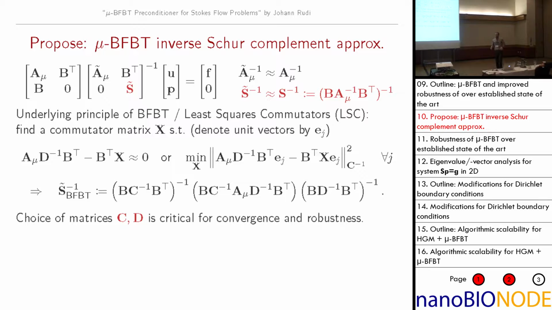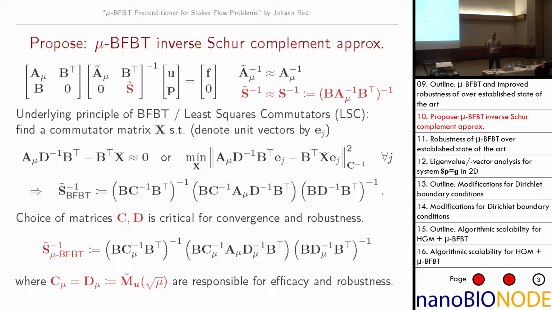Okay. Now, what will make this BFBT robust is actually the choice of the scaling matrices C and D. And this is what I've been doing, finding them numerically, and I will show you the results that actually show that it's a very robust choice. And the choice will be the mass matrix of the velocity weighted with the square root of the viscosity, and then lumping makes it diagonal.